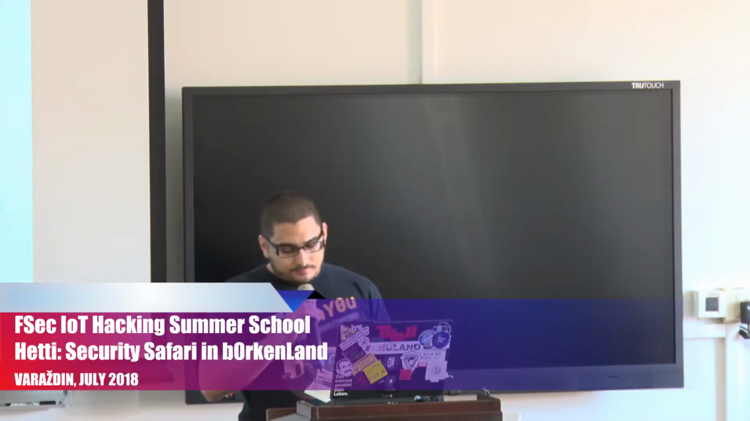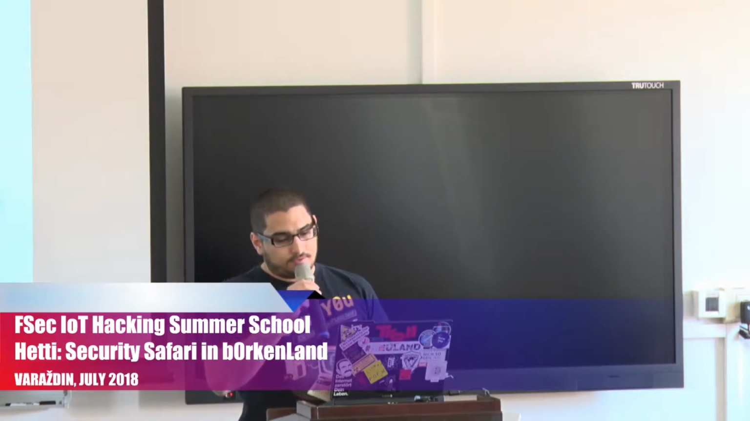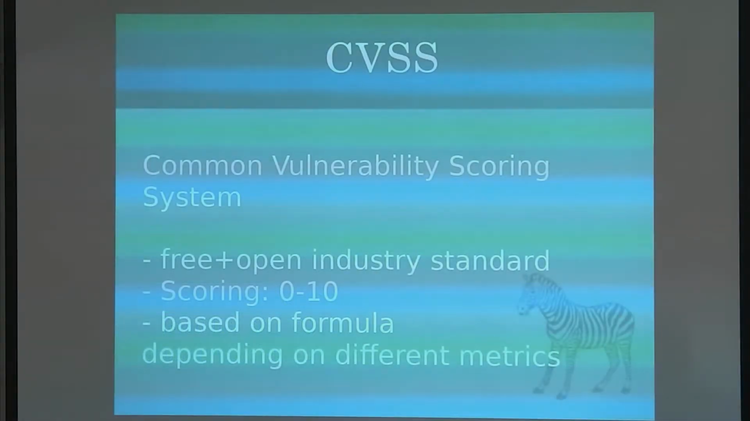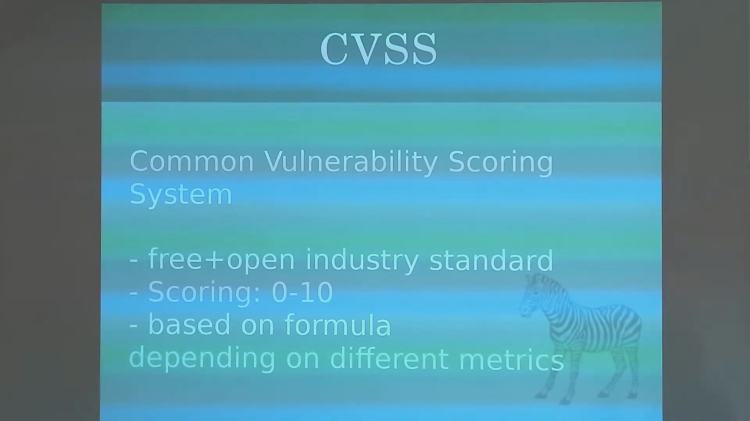Then there is CVSS, the Common Vulnerability Scoring System. It's also a free and open source industry standard, and it's a scoring system for the vulnerability from 0 to 10. It's based on formulas and depends on different metrics. So it tells you how critical the bug is. If it's a 10, it's rather critical and probably also easy to execute. If it's a 5, it's not so much of a problem. If it's a 0, then okay, maybe you don't care about it.